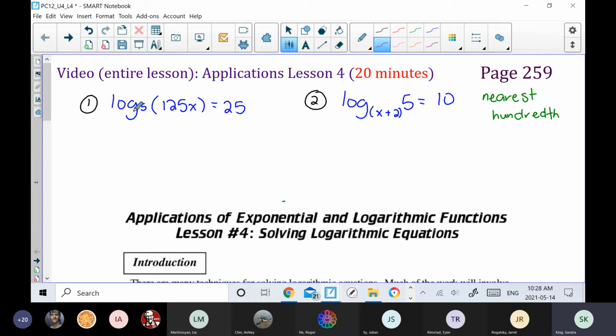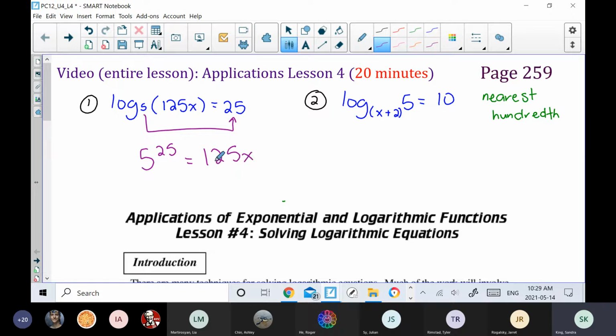So what you do is if you're in log form, to get out of log form, you have to go to exponential form. So you'd write 5 to the power of 25 is equal to 125 times x. So the base raised to the answer is equal to the argument. Now we are in exponential form. How do you solve an exponential equation? If you get the same bases, you could drop your bases and equate your exponents.